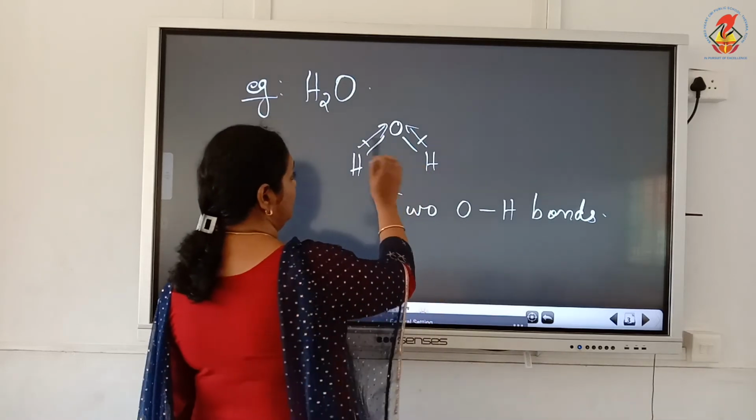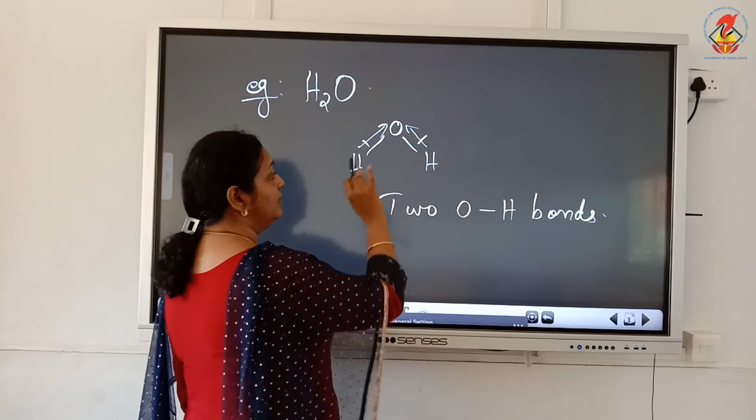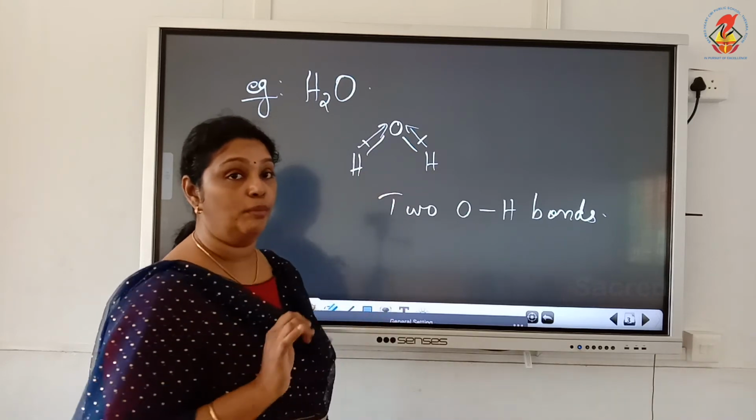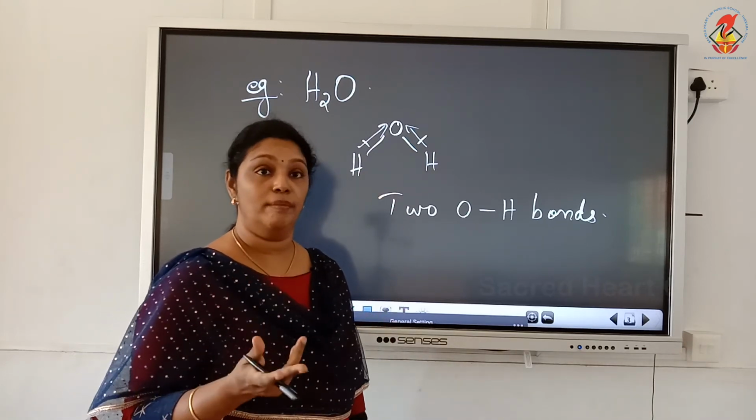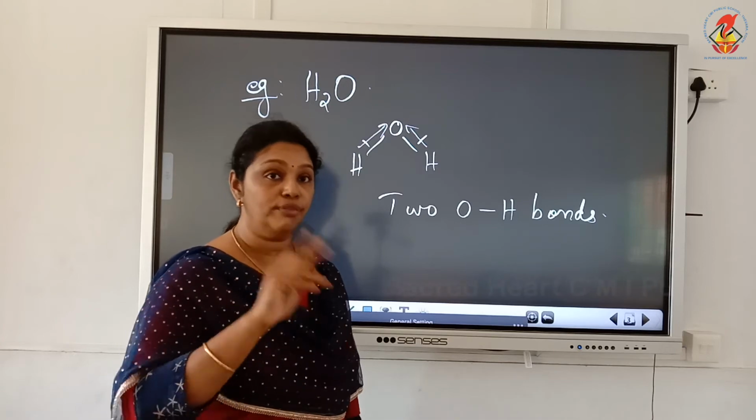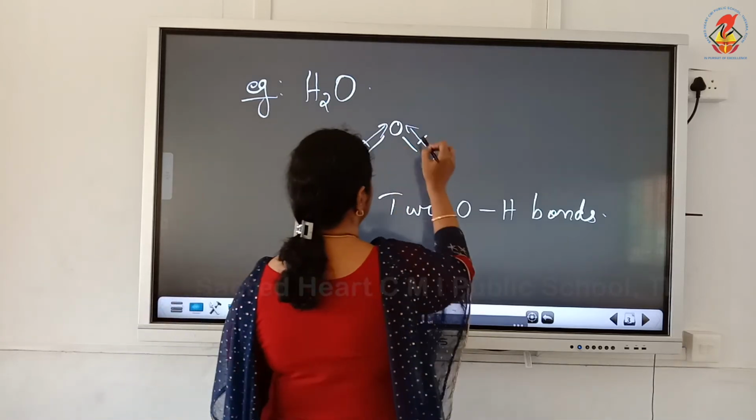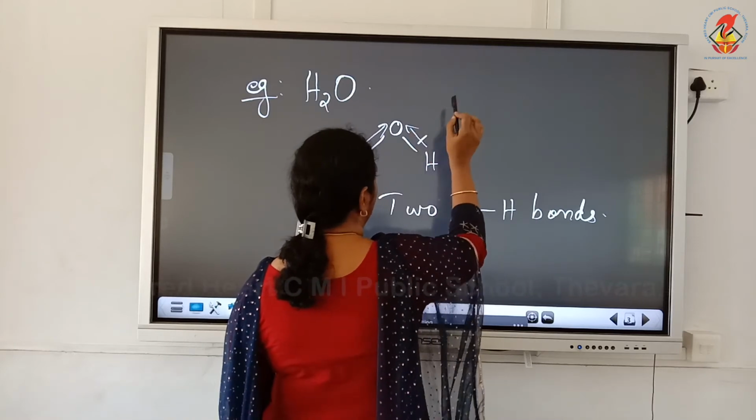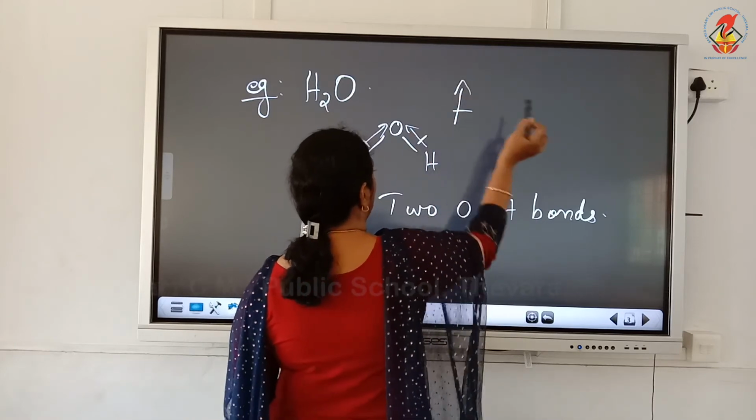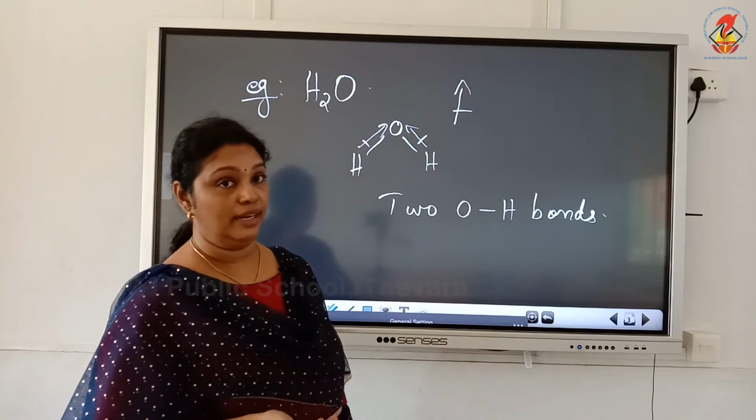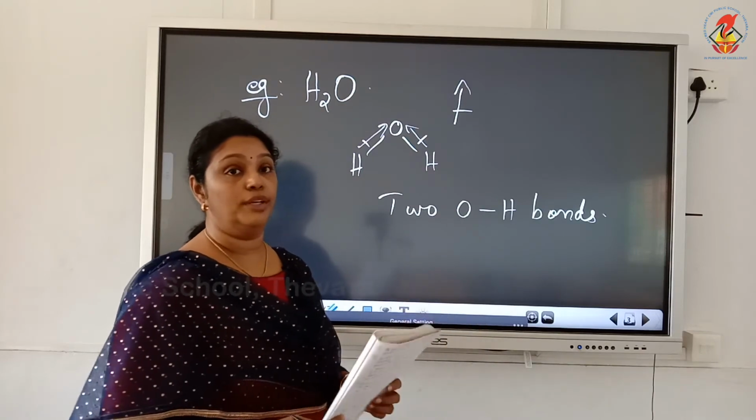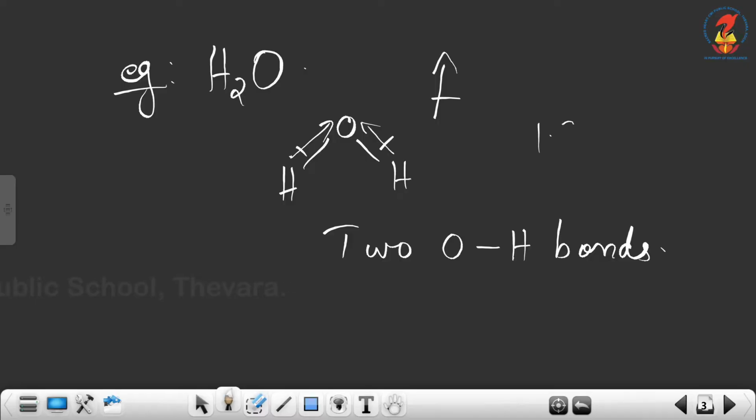Now you can see it's a polyatomic molecule, so the net dipole moment will be the vector sum of the dipole moments of each bond dipole. Since both are in the same direction, the net dipole moment value will also be in the same direction. So for the water molecule, the dipole moment value is 1.85 Debye, or capital D.